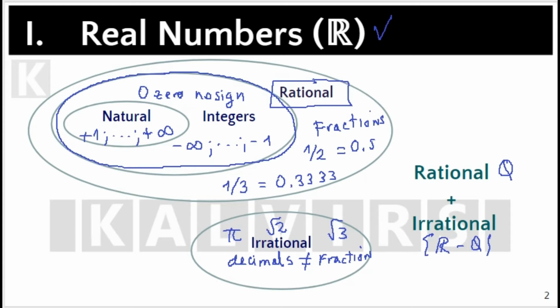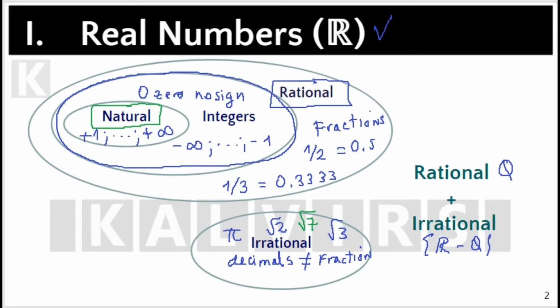Now, answer the following questions. What kind of numbers are included in the natural number set? All positive integers are included in the natural number set. Which of the following numbers can be written as a fraction? The square root of 7 is another example of an irrational number. It cannot be written as a fraction.